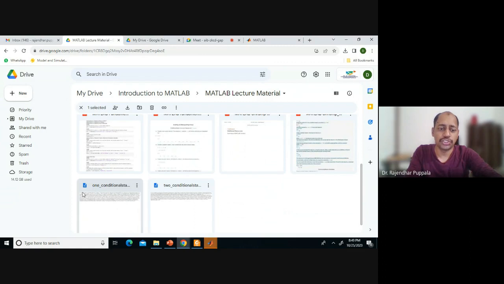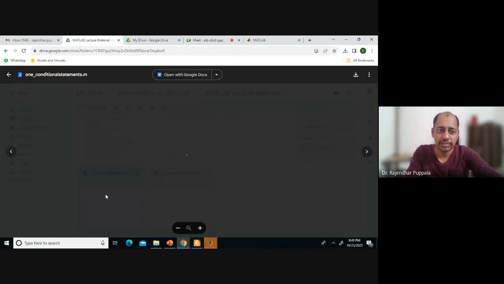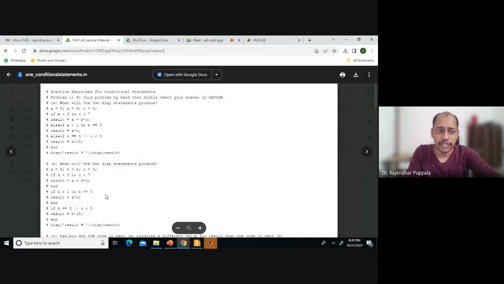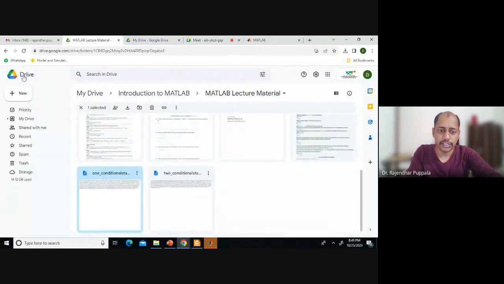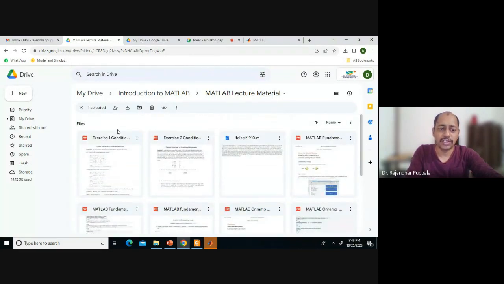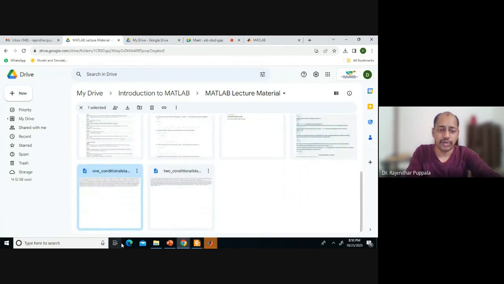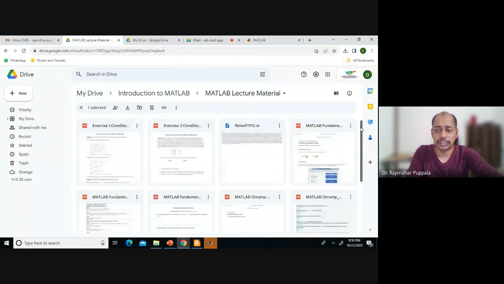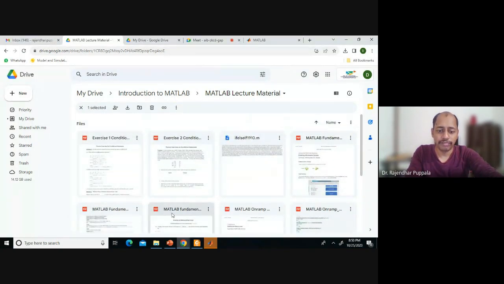And this is the solution, sir. The M file is also uploaded in the same folder, and it's named 1 underscore conditional statements. So these two files you have to download for today's session: Exercise 1 conditional statements and the 1 underscore conditional statements M file, the MATLAB file directly. So just open the file.